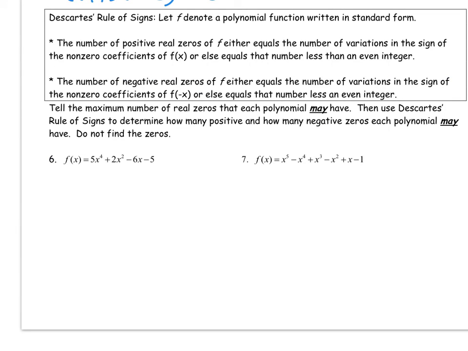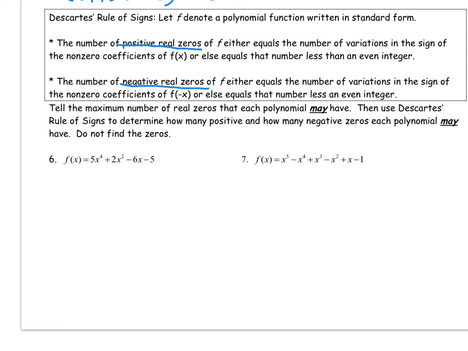Okay, this last rule, Descartes' rule of signs, it's more of a check at the end of things, but it is good to see, and you should expect it on quizzes and tests. So let's go over it real quick. What it does is it tells me the possible number of positive real zeros and the possible number of negative real zeros. It doesn't tell me what the zeros are. I use synthetic division and all the things we've been talking about to do that. This just tells me how many of each there could be.